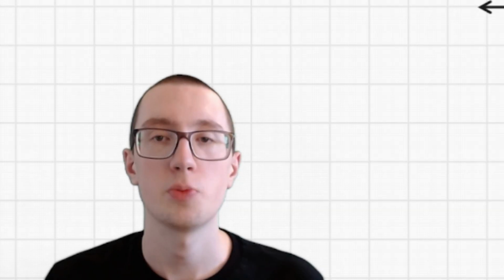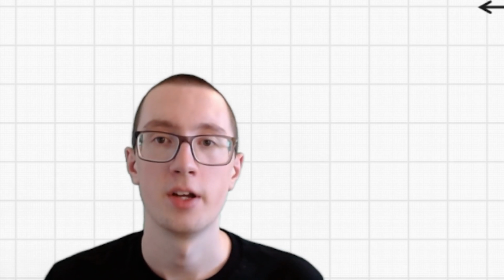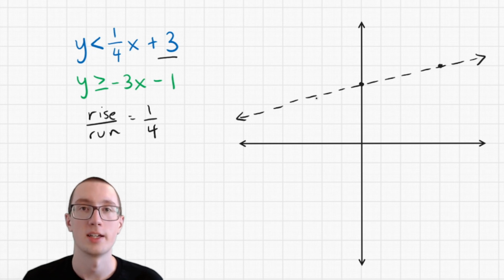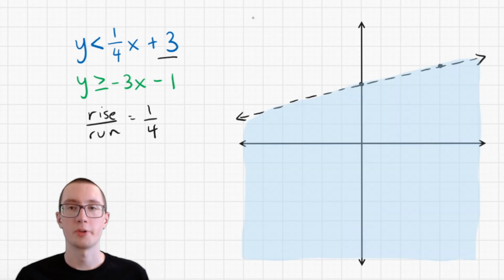Now we need to figure out which part of the graph we're going to shade in. Is it going to be the top or the bottom? Y is less than this equation. So less than is below the line. If it was greater than, it would be above the line. So let's go ahead and shade in everything that's below this line. So there we go. This is everything below the line shaded in.